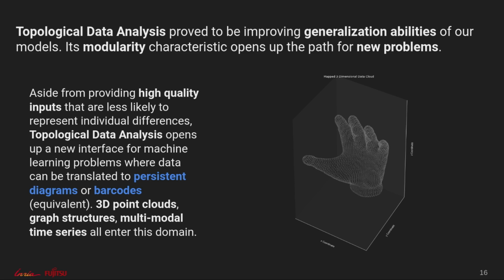TDA thus opens up a whole new interface for machine learning problems where data can be represented through persistent homology, be it diagrams or barcodes. Examples of those are 3D point clouds, graph structures, multimodal time series, and so forth.